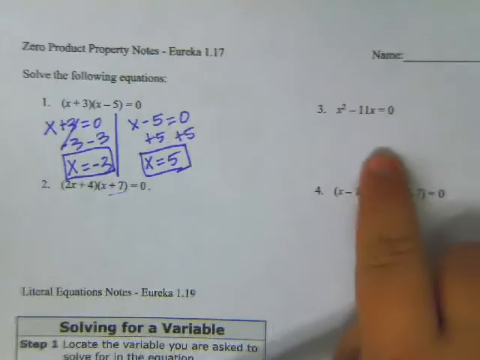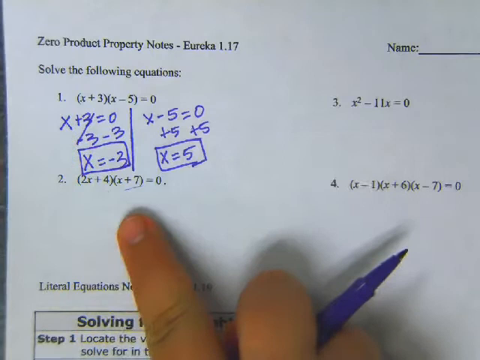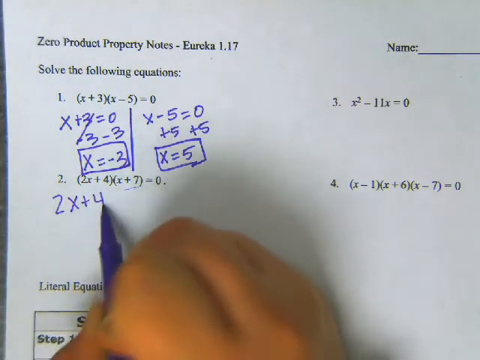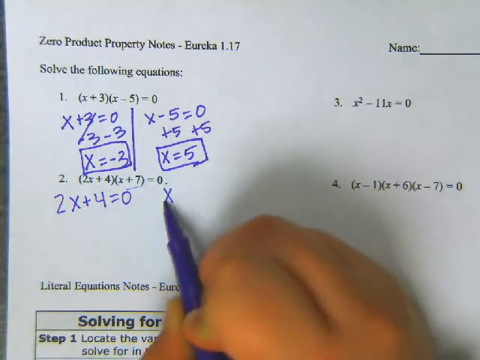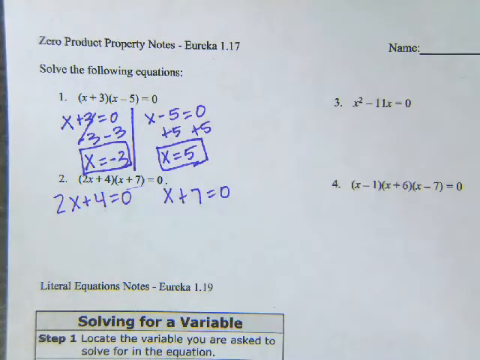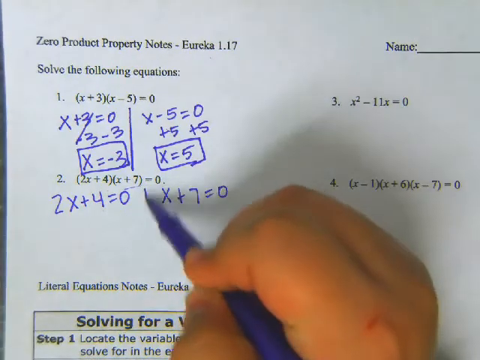Okay? Number 2, we have the same thing, so we're going to separate our parentheses and set both of them equal to 0. So 2x plus 4 equals 0 and x plus 7 equals 0. We're going to solve them separately.